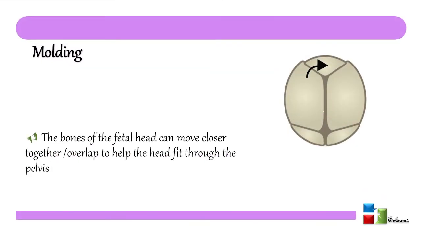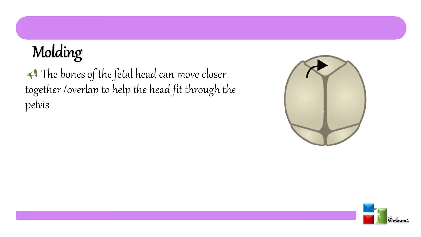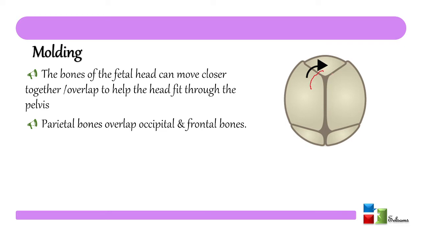Molding means overlapping of the bones. When the fetal head comes through the mother's pelvis, both are bones, right? So one has to give way. So there are sutures and fontanelles in the fetus so that the baby can come out very easily. That is called molding. So here the parietal bones overlap with the occipital and the frontal bones. Can you check that this is a parietal bone, this overlaps with the occipital and the frontal bones also.